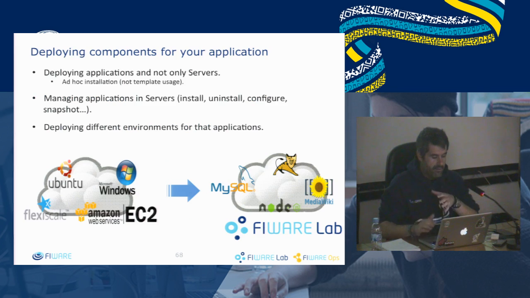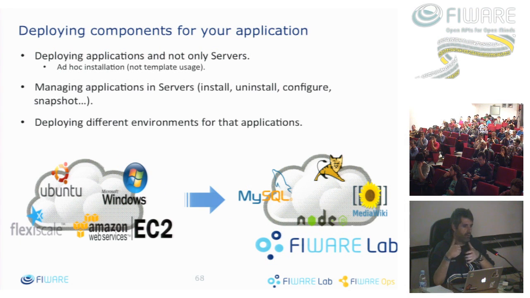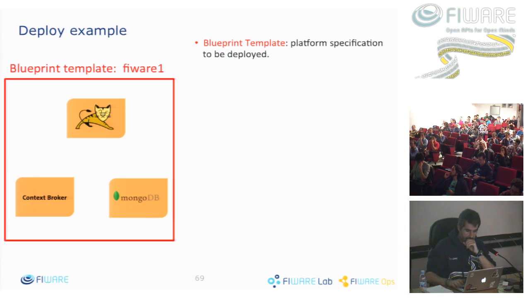The idea behind it is to automatically put, like I have in Amazon, I want Cloud Foundry. In the same way, I have to move this functionality to the FIWARE Lab in order to automatically do it. The idea is with the blueprint template, I define the different virtual machines I have and the different software that I want to install there.